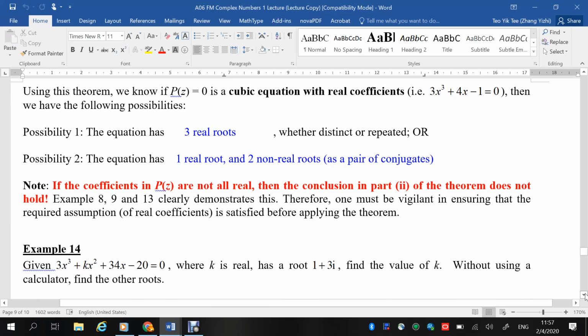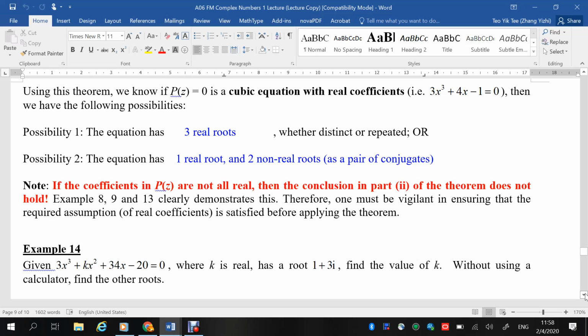Okay, so example 14. Read the question first. Don't look at the solution. Read the question. What you have is a power 3 equation. They tell you that 1 plus 3i is a root. Your job is to find the value of k. Don't look at the solution first. I know the solution is printed for you already.